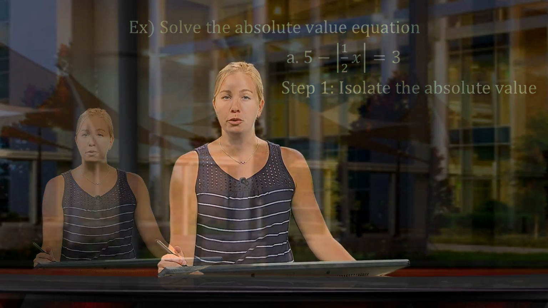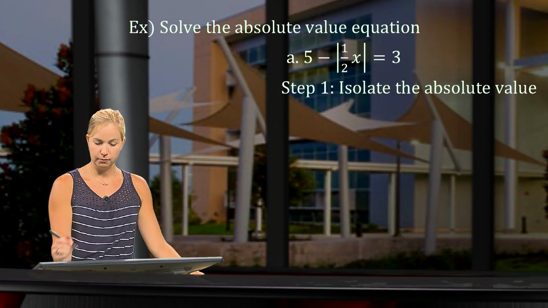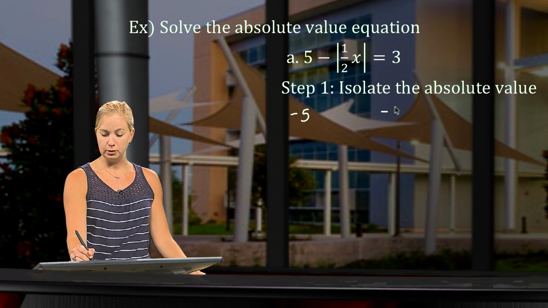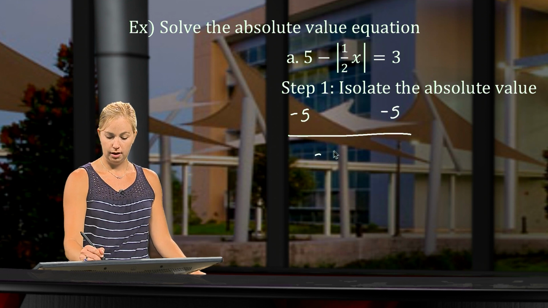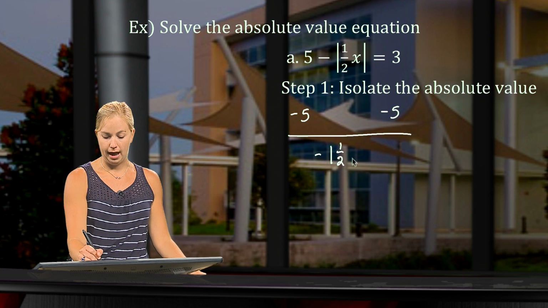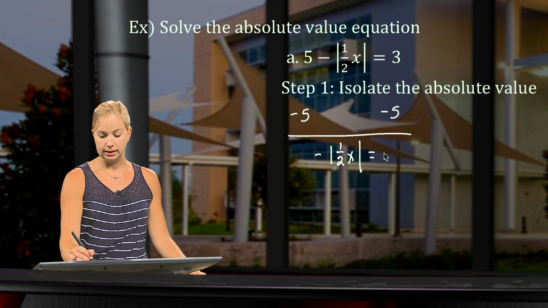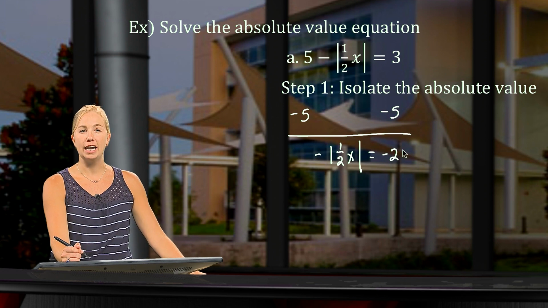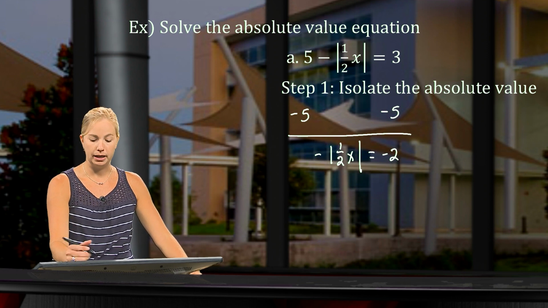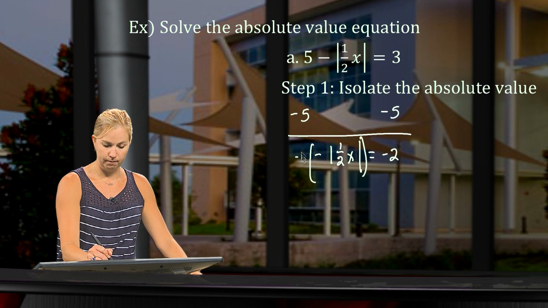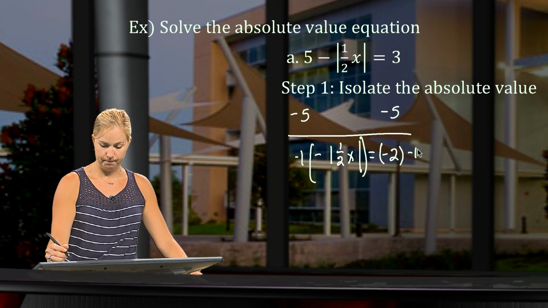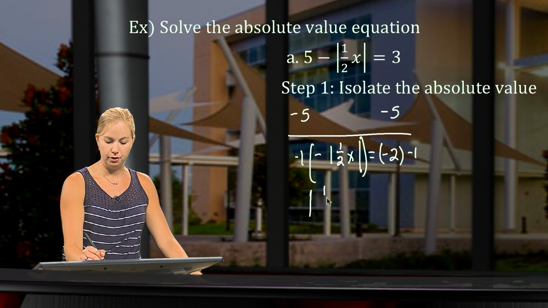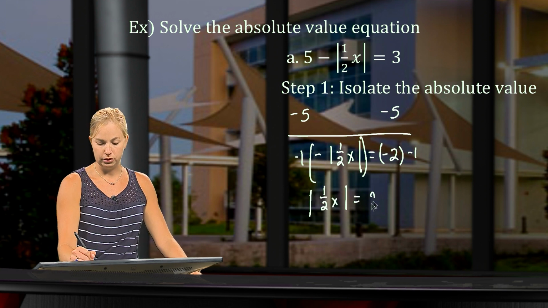When you're solving an absolute value equation like this one, 5 minus the absolute value of 1/2 x equals 3, your first step is to isolate the absolute value. In other words, you want to get it all by itself. So we're going to start by subtracting 5 from both sides. Negative 1 times the absolute value of 1/2 x equals 3 minus 5 is negative 2. And to get rid of the negative 1, we can either multiply or divide both sides by negative 1. So we get the absolute value of 1/2 x equals 2.